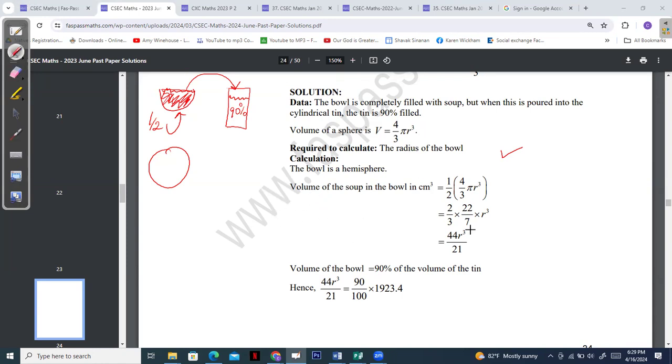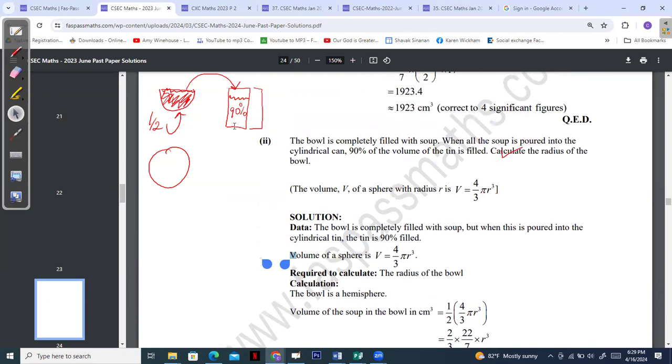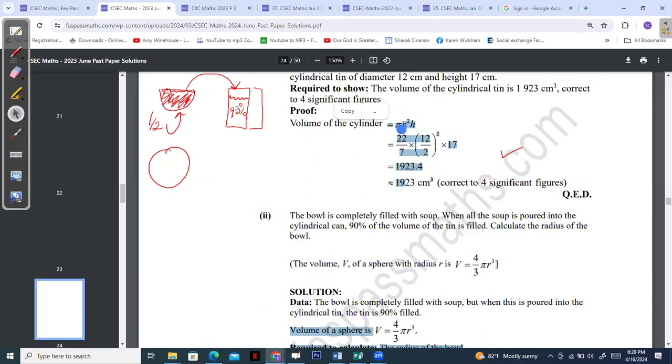What they're saying is, I would have done this differently. What I would have said is, you see how my drawing is? I know that for this entire thing, we already calculated that part. We calculated how much this cylinder is. The entire cylinder is 1923. Everybody agree with that?